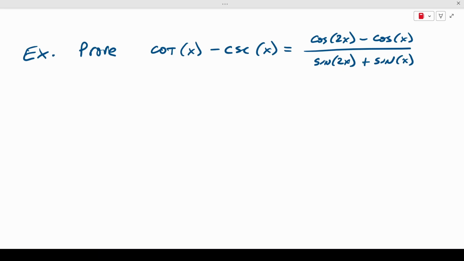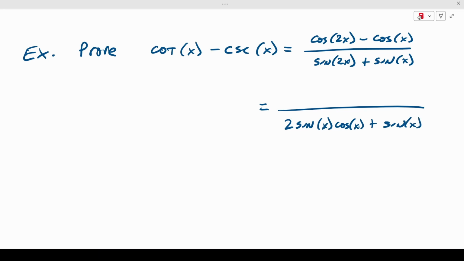The right-hand side is messier, and it will get even messier when I deal with this sine 2x and turn it into 2 sine x cos x. So I'll probably work the right-hand side. I might even end up working both sides and then doing a formal proof. Let's see here. So on the right-hand side, I definitely want to write 2 sine x cos x right there.